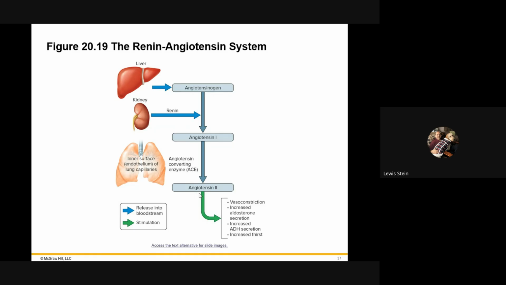Number 2, it increases your thirst. Number 3, it increases the release of antidiuretic hormone, which will retain water directly in the distal convoluted tubules and what are called the collecting ducts. And lastly, and as important as any of these, if not more so, it induces the adrenal glands to release aldosterone. Aldosterone works in the same area, distal convoluted tubules and collecting ducts. It inserts little passageways that pull sodium out of the filtrate, what will eventually be the urine, and water, of course, follows it.